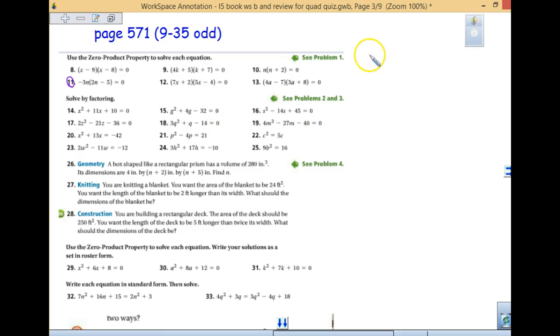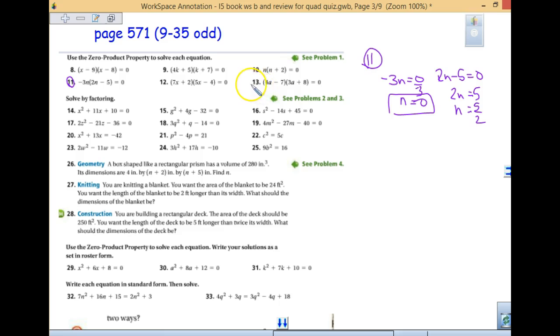Because if I'm looking at number 11, the easiest way to solve number 11 is after I have the problem written down, is to put negative 3n equals 0, and then put 2n minus 5 equals 0. And I'm going to solve both of these. This one, I'm dividing by negative 3. Well, 0 divided by negative 3 is 0. And I'm done. And this one, I'm adding 5. 2n equals 5. N is equal to 5 over 2.